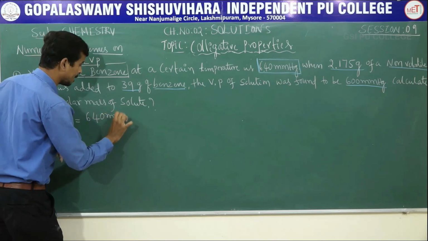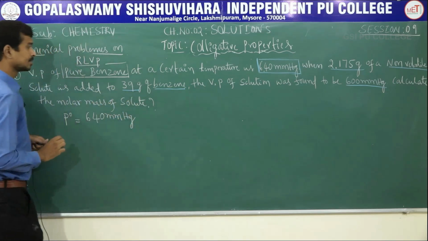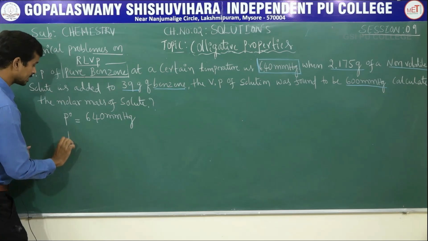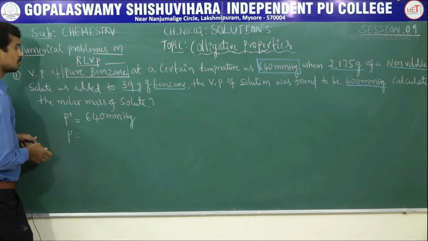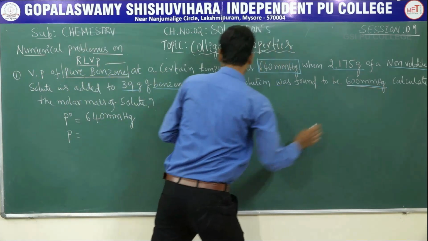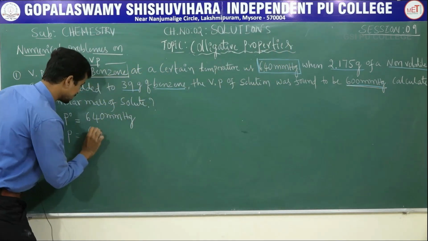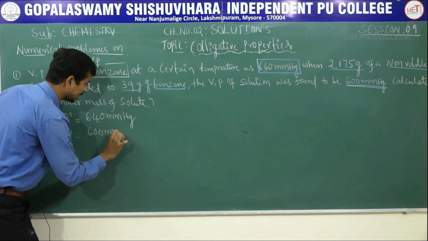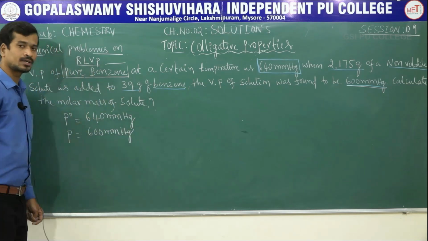640 mmHg. Next, another point. What is the vapor pressure of the solution? Clear? The vapor pressure of the solution is how much? 600 millimeter of mercury. You have to understand one point.